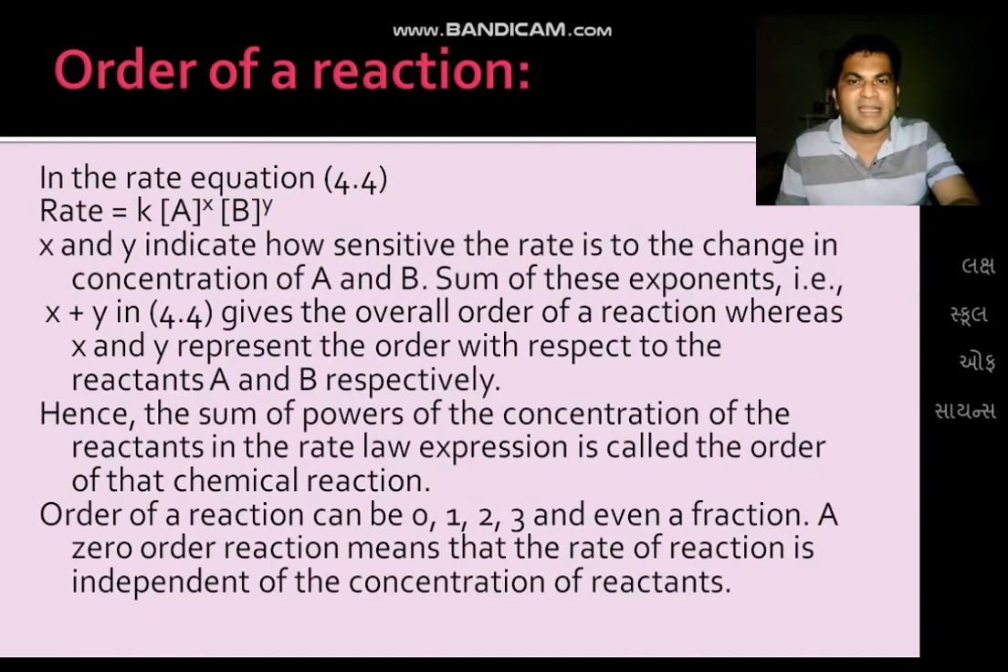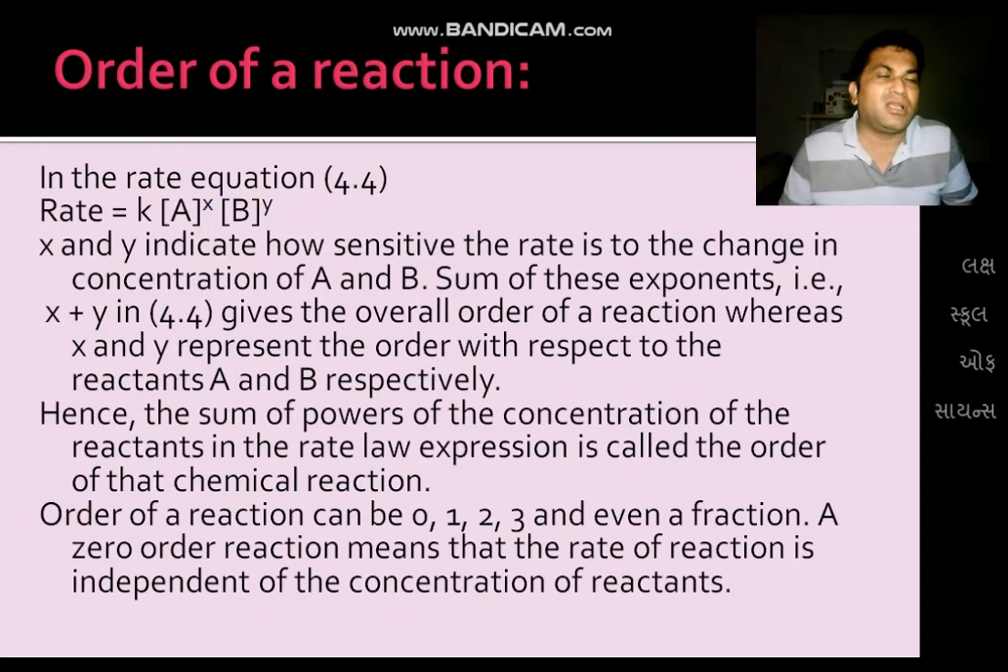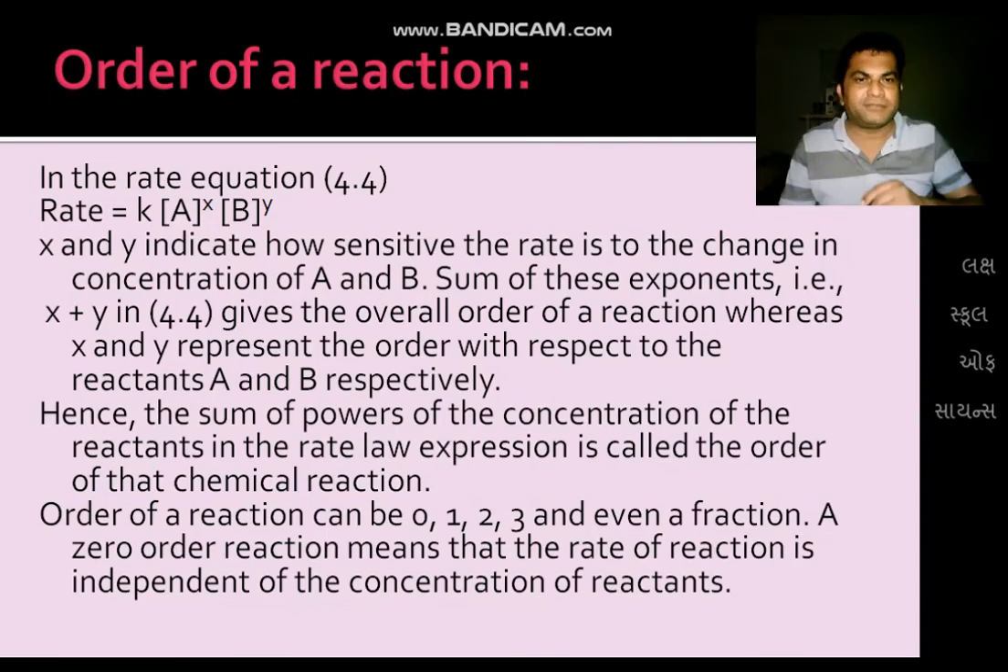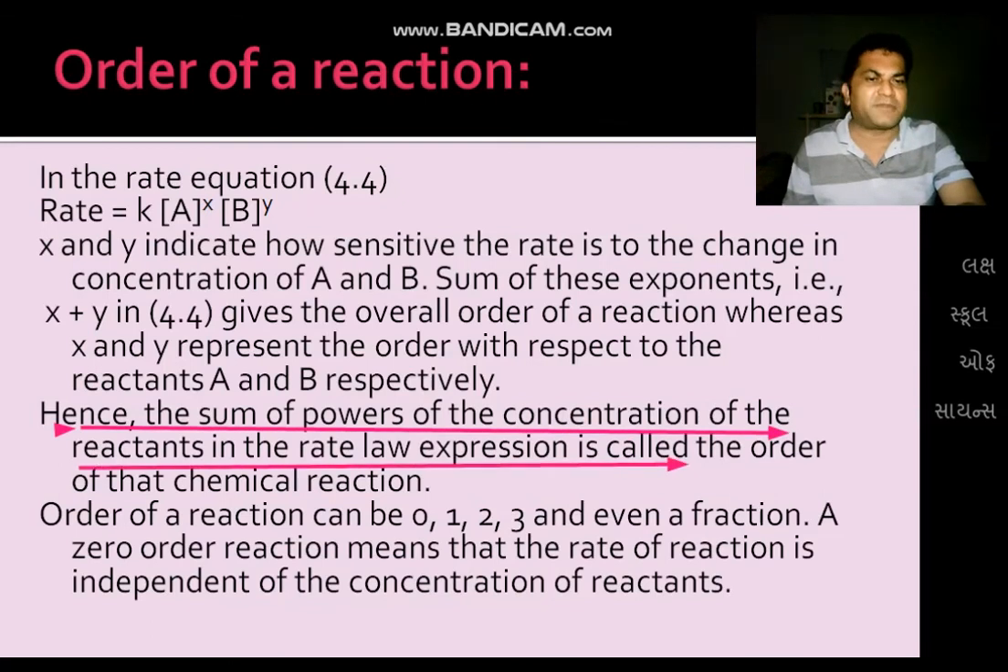So X and Y indicate how sensitive the rate is to change in the concentration of A and B. The exponent, that is X plus Y in the equation, gives the overall order of the reaction, whereas X and Y are respectively known as the order with respect to A and the order with respect to B. Hence the sum of the powers of the concentration of the reactants in the rate equation is called the order of the chemical reaction.